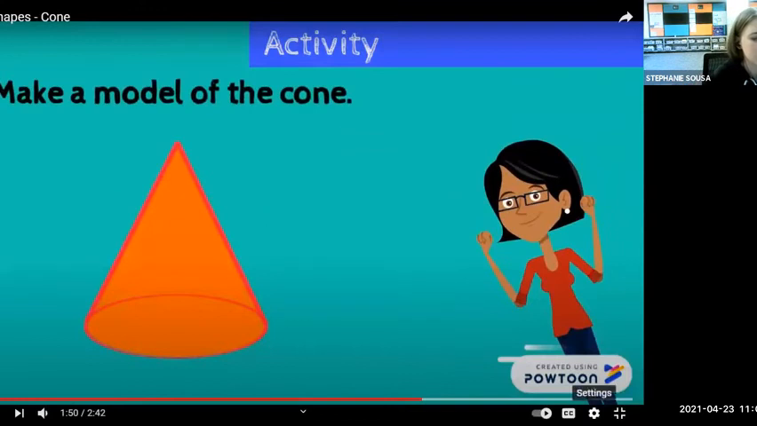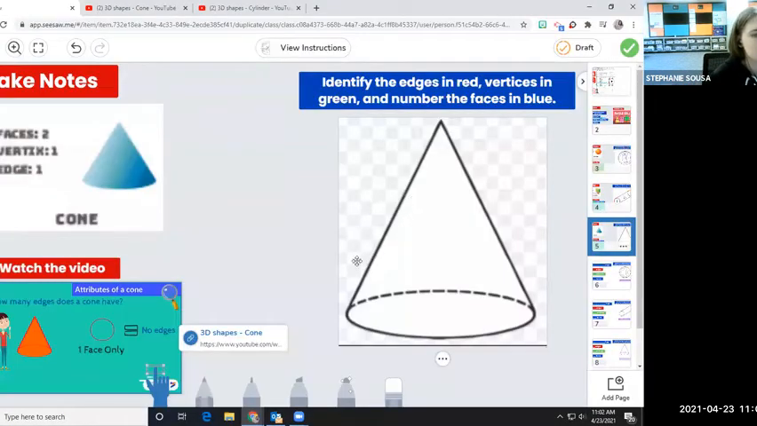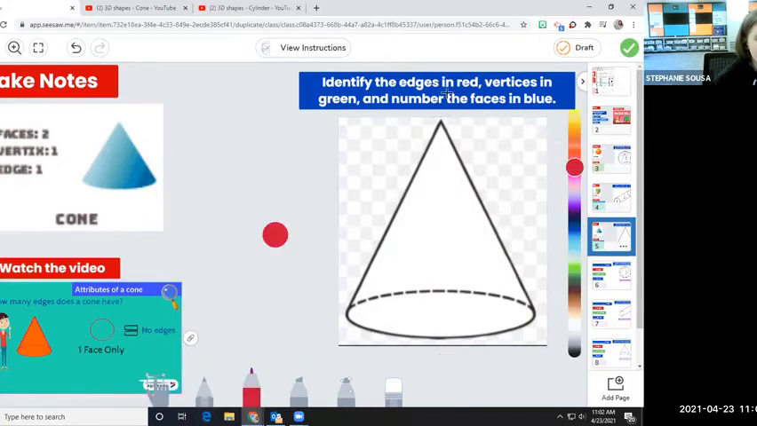All right, let's take a look at our seesaw and talk about what this means for us. So this says identify edges in red, vertices in green, and number of faces in blue, okay? We know that we are going to count our edges as circular. So I'm going to put a note here. This is a circular edge. That is not a regular or standard edge, but it is still a part of the shape that has two faces meeting together. Our circular edge appears at the bottom of this cone.